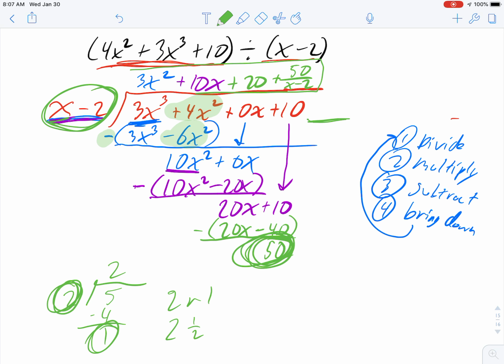And that is long division with polynomials, and that thing that I just boxed and highlighted, that is your answer.